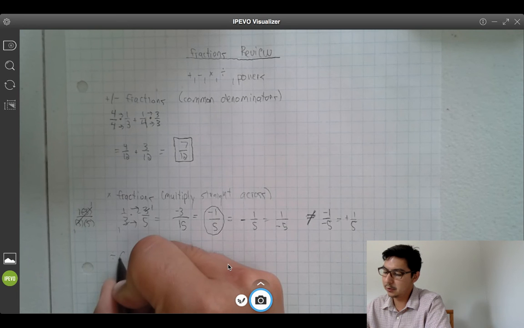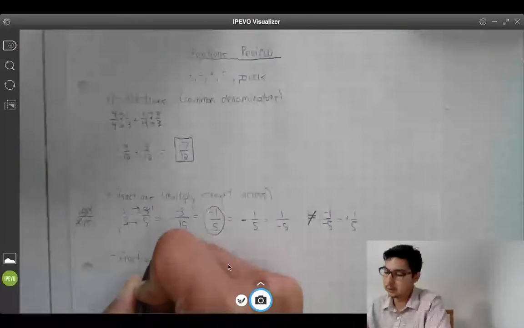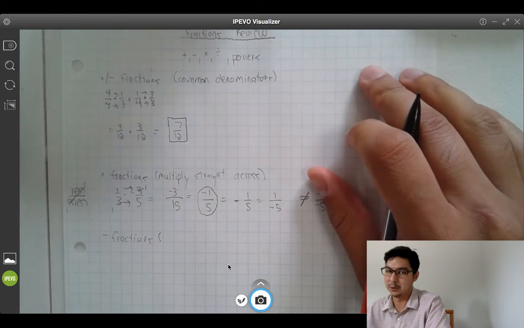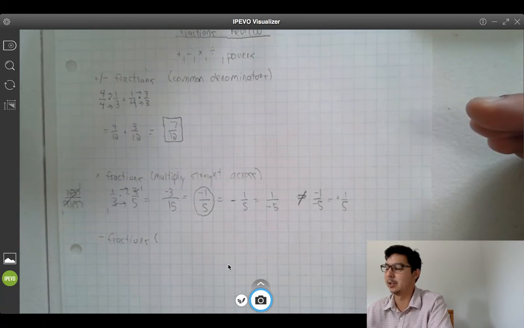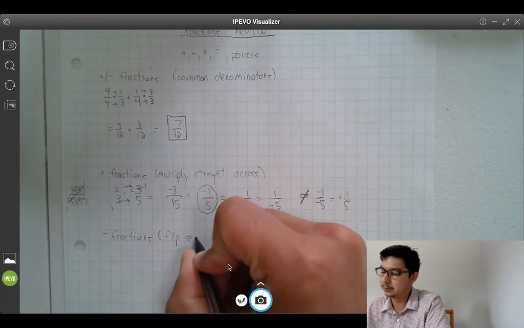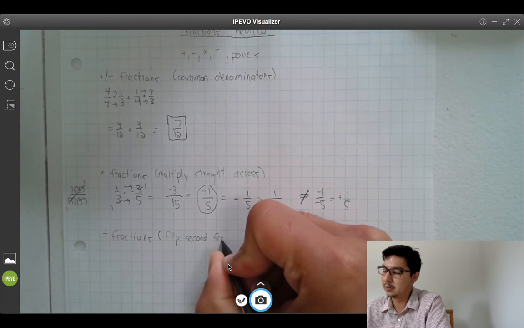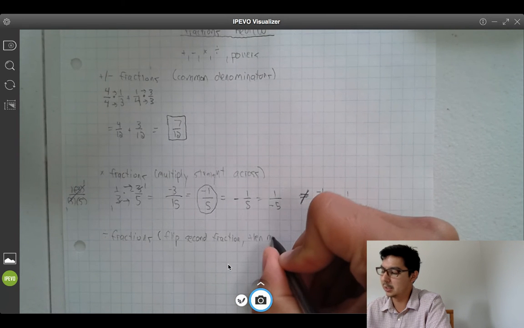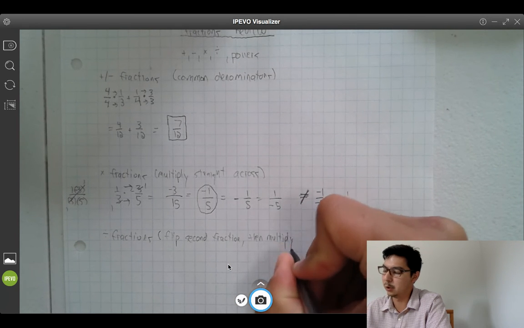Dividing fractions. Now, the trick here, because again, this video is really meant to just help us get faster at doing these procedurally. You flip the second fraction, and then multiply, and that's how you can go through these a little bit quicker.